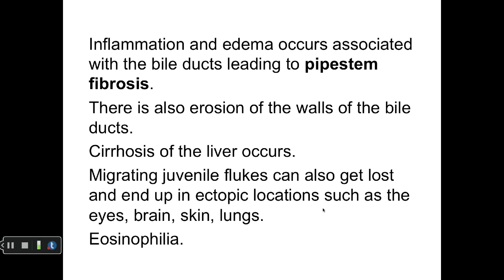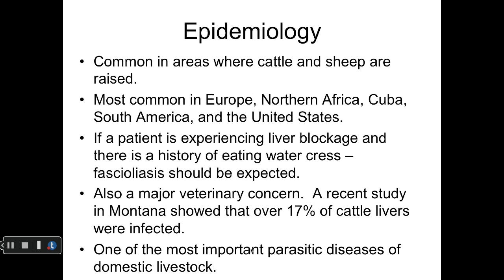And there are also some situations where these juvenile flukes get lost on their way to the liver, and they can end up in ectopic locations like the eyes, brain, skin, and lungs. It is pretty much always the case when you have a trematode that is in contact with your tissues, and especially a migrating trematode like this one, eosinophil levels are going to increase in the bloodstream.